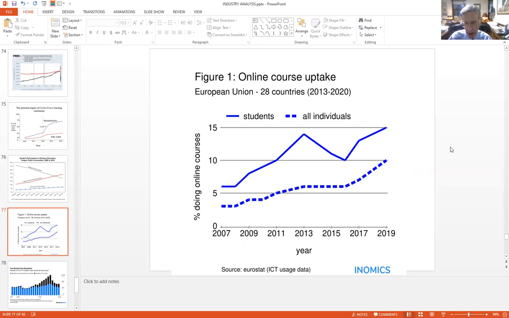We can see this is all 28 countries in the European Union. The dark blue line is simply the portion of students taking online courses. It's up to 15%. That's surprisingly low. And then we have the dotted line of all individuals. So I guess that's people taking courses, but perhaps not for academic credit. I'm not sure what that dotted line means.